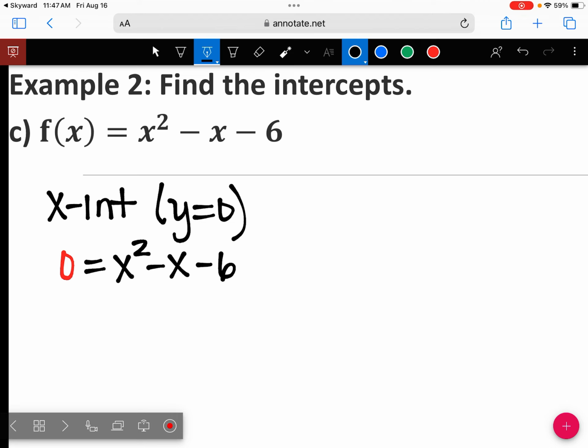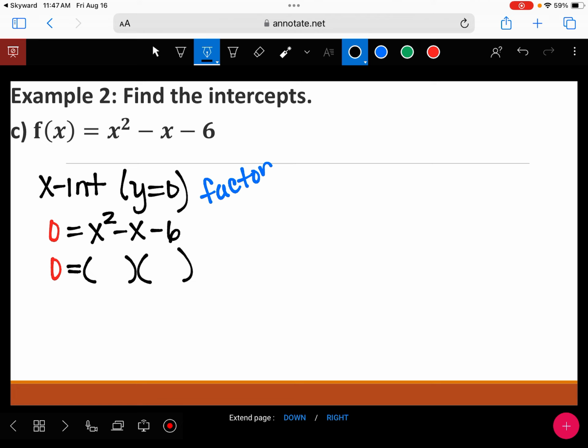And notice we can't solve this traditionally. What do you think we have to do in order to solve for x? Factor. Yeah, we got to factor this down. Go ahead and factor it down. So we need to factor to find our x-intercepts. So go ahead, find your two numbers. They multiply to be -6 and add to -1.